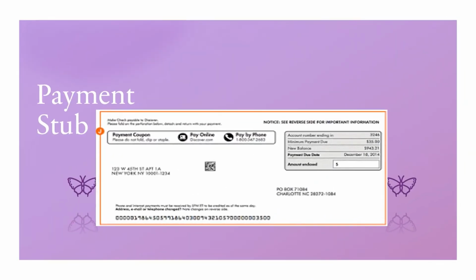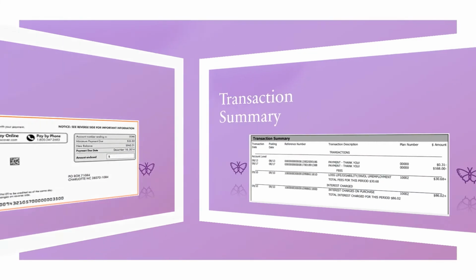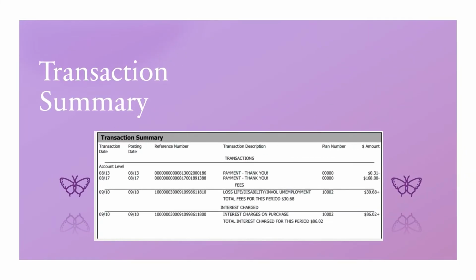The payment stub will provide the methods in which payment can be made, and for anyone who prefers to mail their payment in, the payment stub will give you everything you need. The transaction section shows all transactions for the account during the billing period, including payments and purchases. If there were any credits or refunds, they would be listed in this section as well.